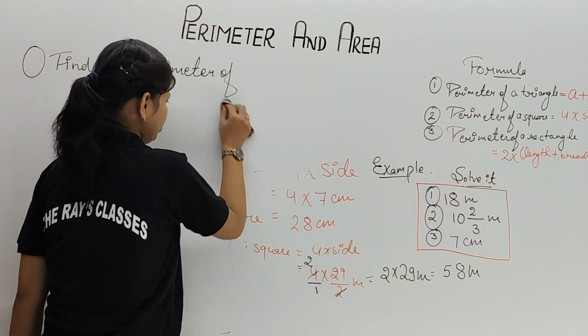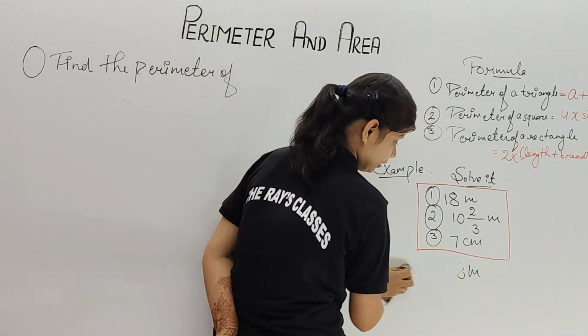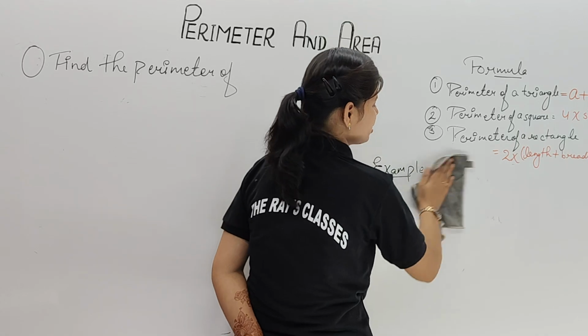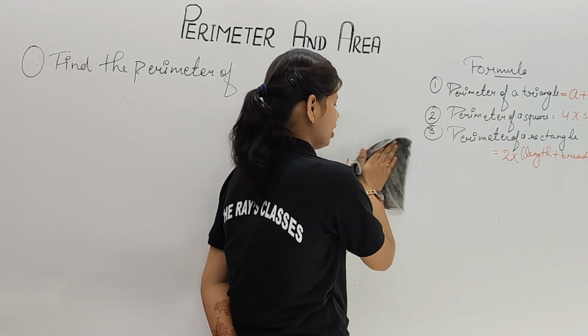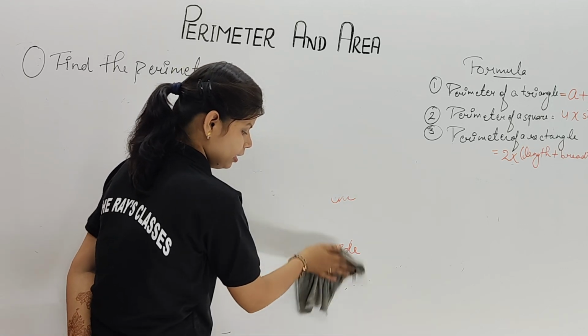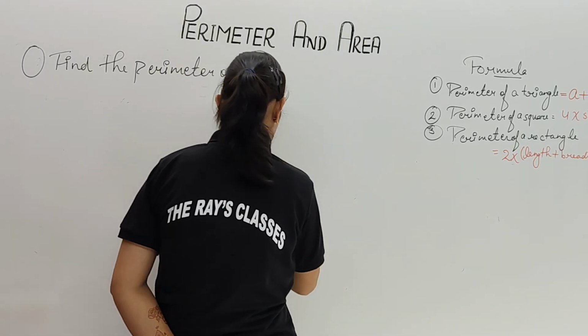Now, the formula for the perimeter of a rectangle is what? 2 multiplied by length plus breadth. Here your length is different, and the breadth is also different. This is not a square where all the sides are equal. Here your length and breadth are different.